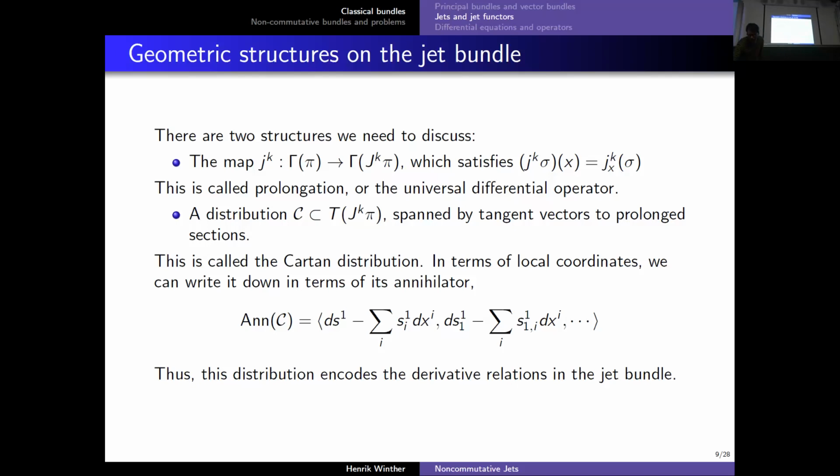And what can we say about this Cartan distribution? Sorry, by the way, any questions about the Cartan distribution? Okay.